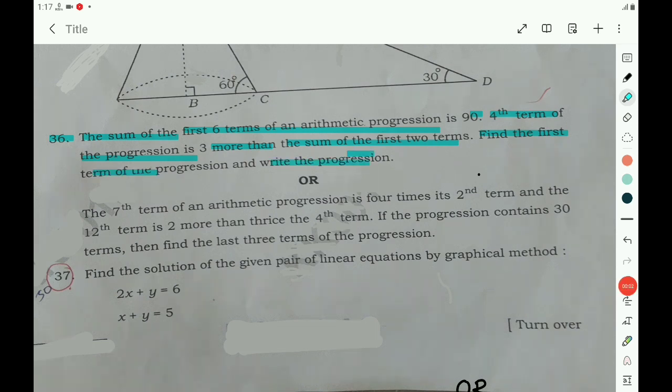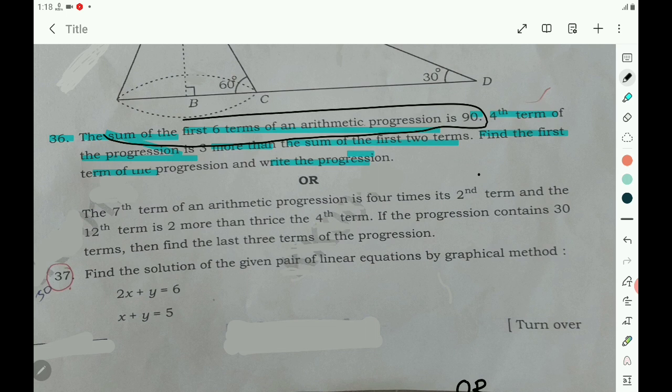In this question, the sum of the first 6 terms of the AP is given, that is 90. S6 equals 90. The fourth term is 3 more than the sum of the first 2 terms. Fourth term is A4. A4 equals 3 more, means plus 3, more than what? The sum of the first 2 terms. First 2 terms means A1 plus A2.